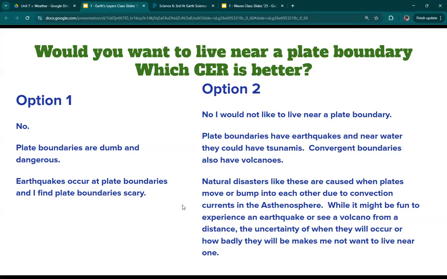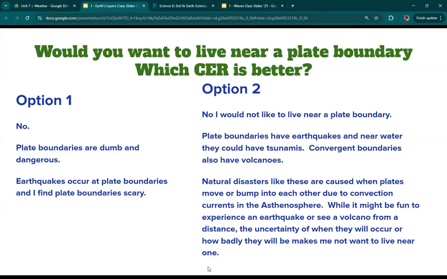Our reasoning is actually where we explain why our facts either convince us that our claim is correct or are the best argument for convincing others that our claim is correct. So here for the evidence, plate boundaries have earthquakes and volcanoes. Here is some fantastic reasoning for that. Natural disasters like these are caused when plates move or bump into each other due to convection currents in the asthenosphere. While it might be fun to experience an earthquake or see a volcano from a distance, the uncertainty of when they will occur or how badly they will be makes me not want to live near one.